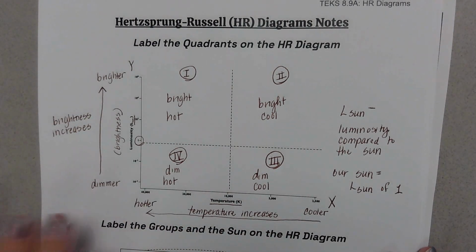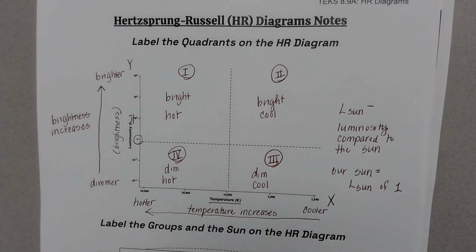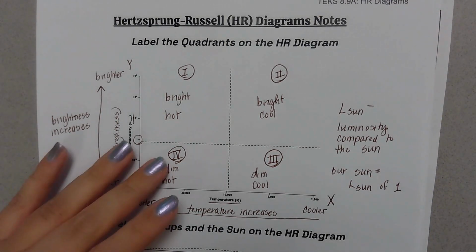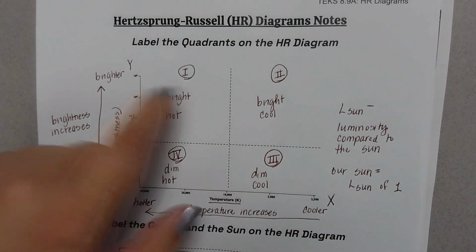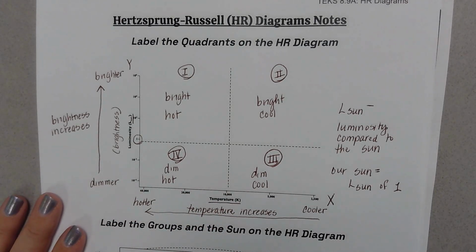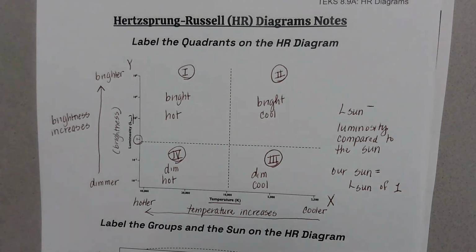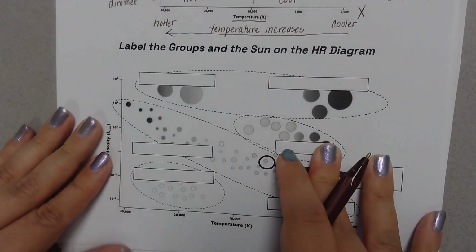It's important that when we are looking at the different groups on the HR diagram, we are able to classify stars into these 4 groups. So bright, hot, bright, cool, and dim, hot. So pause it if you need to get caught up, then scoot down to the bottom down here.